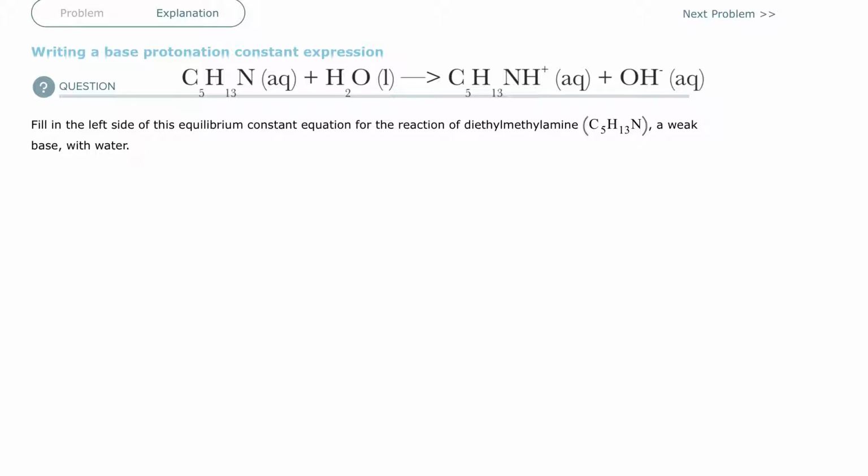Okay, so they've already told you that this is the base. This is dimethylamine, C5H13N. It's a weak base. You put it in with water just like you would put an acid in with water.